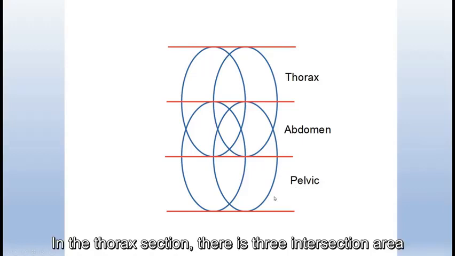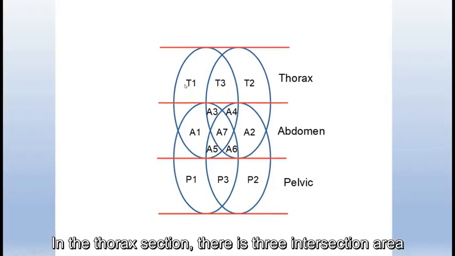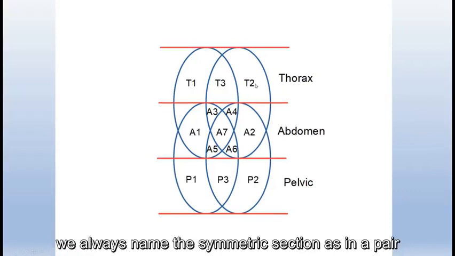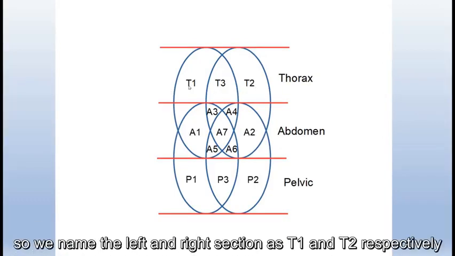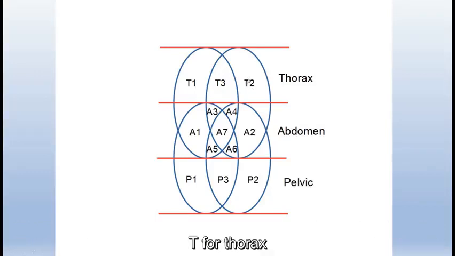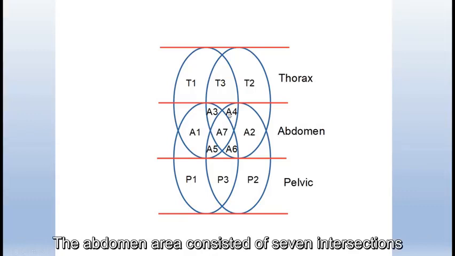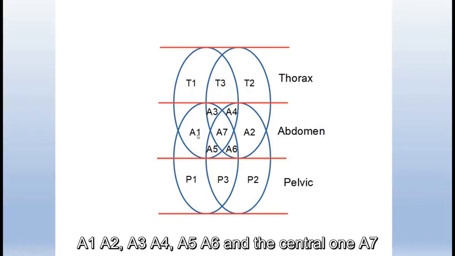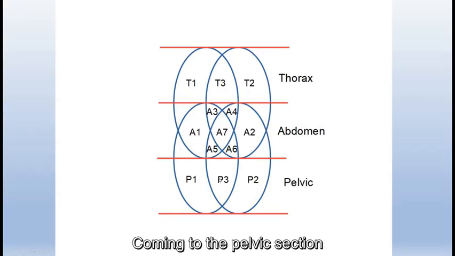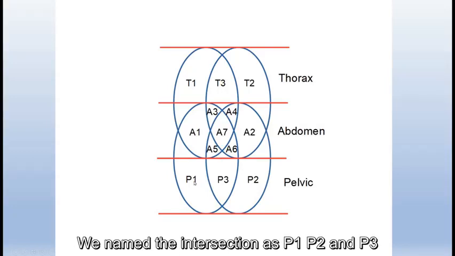In the thorax section, there are three intersection areas. We always name the symmetric sections as a pair. So we name the left and right sections T1 and T2 respectively. T for thorax. The abdomen area consists of 7 intersections: A1, A2, A3, A4, A5, A6, and the central one A7. Coming to the pelvic section, we name the intersections P1, P2, and P3.